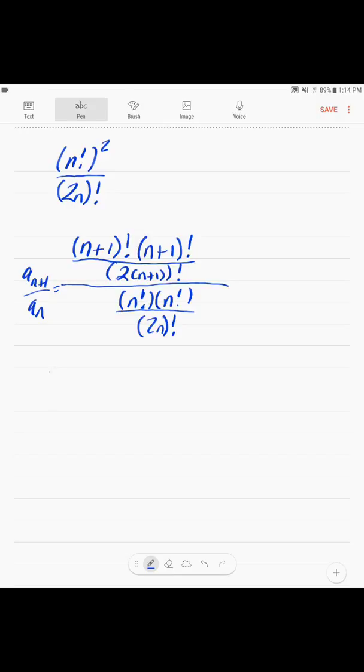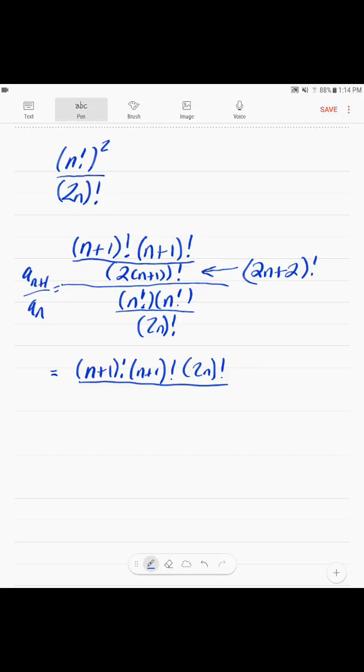Now let's flip it. So we're going to have an n plus 1 factorial, an n plus 1 factorial, a 2n factorial, and then on the bottom here, when you distribute that 2, you're going to have 2n plus 2 factorial. So 2n plus 2 factorial, and then we have our 2n factorials.